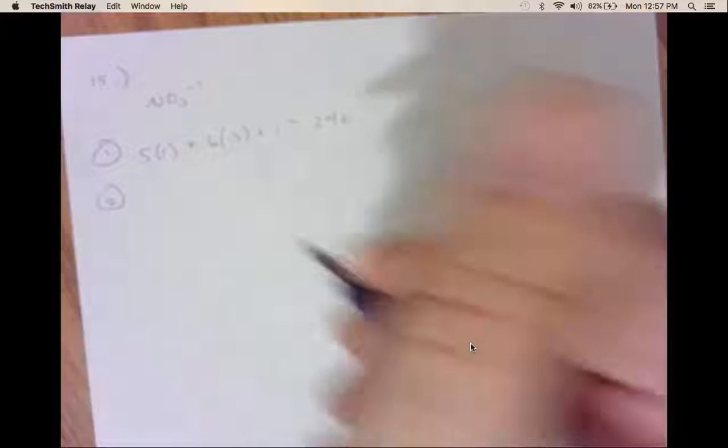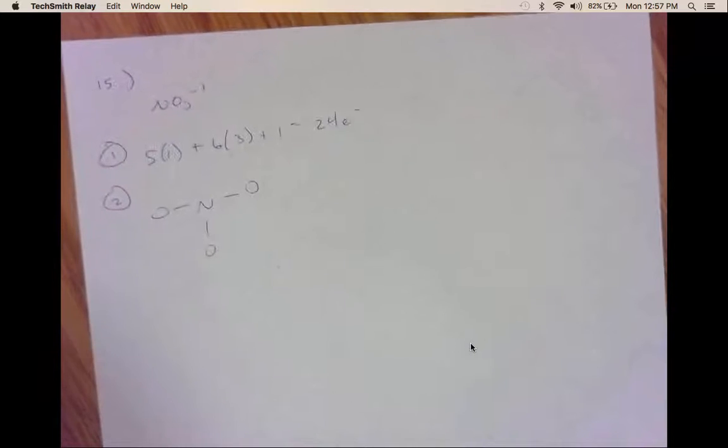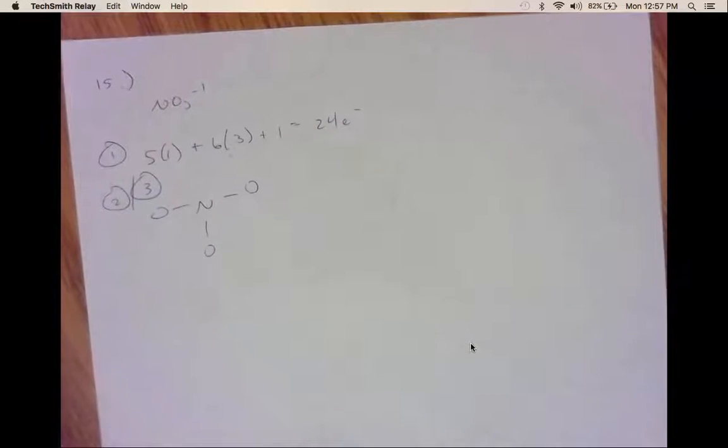Step 2 is to create our skeleton. So we can do the same thing, NO3. So then you have N with 3 oxygens around it. So then the next step, step 3, is to add our dots to the outside. I kind of like to do step 2 and 3 at the same time. That way I don't have to redraw the structure. So then put our dots around.